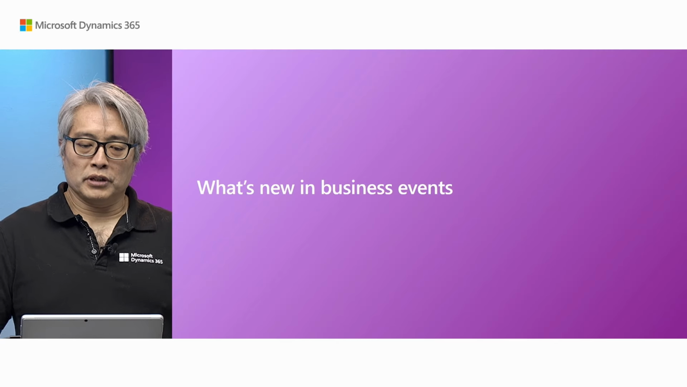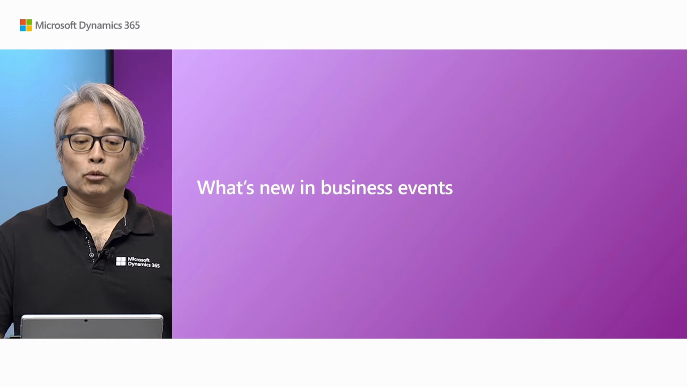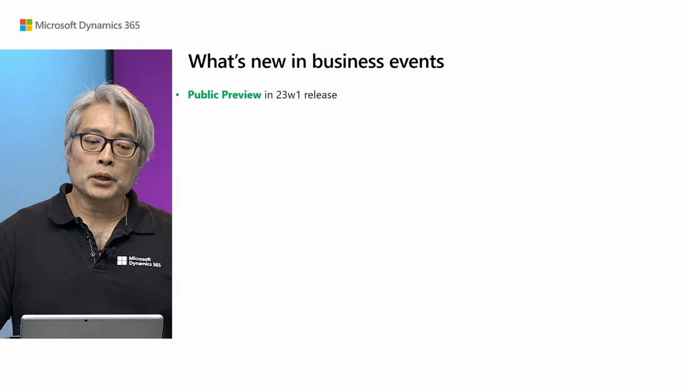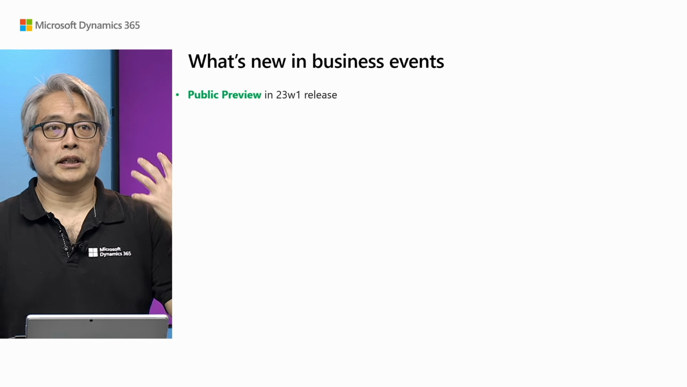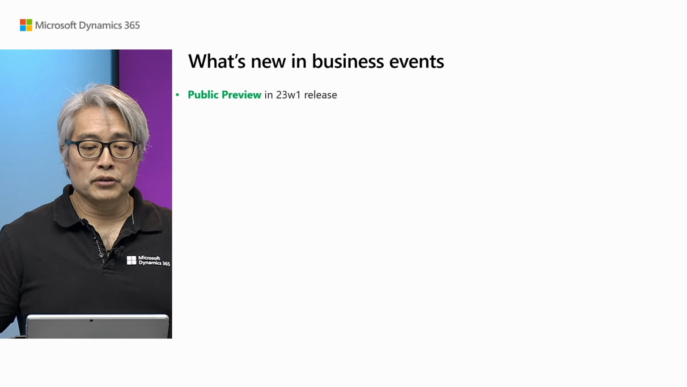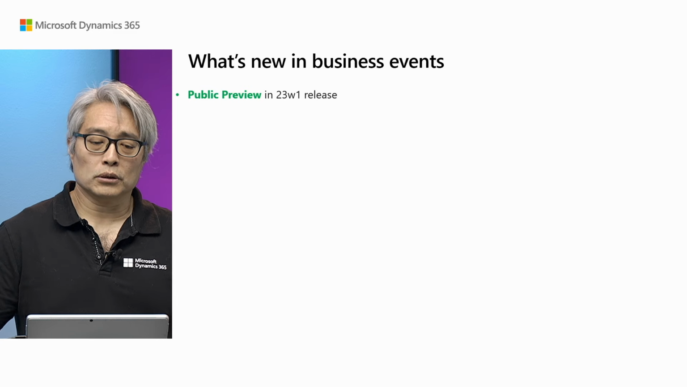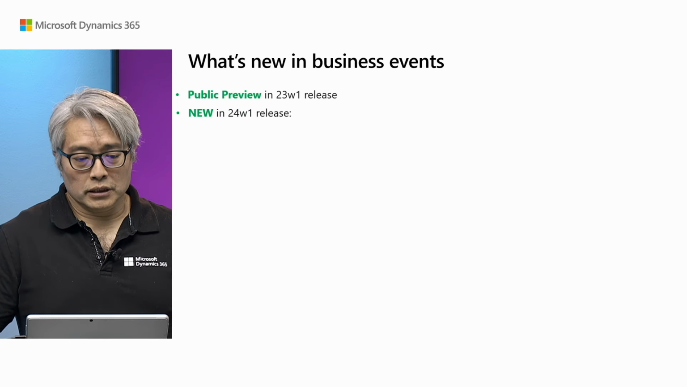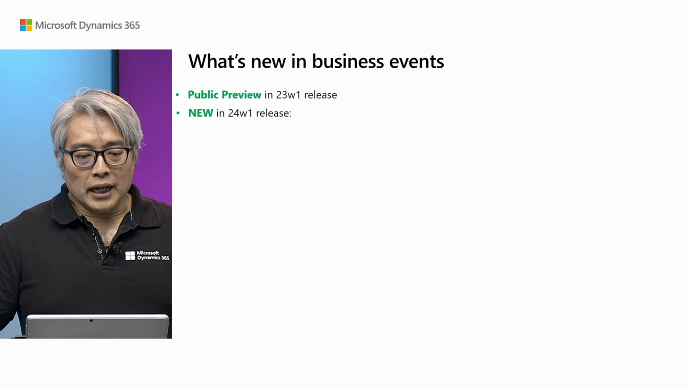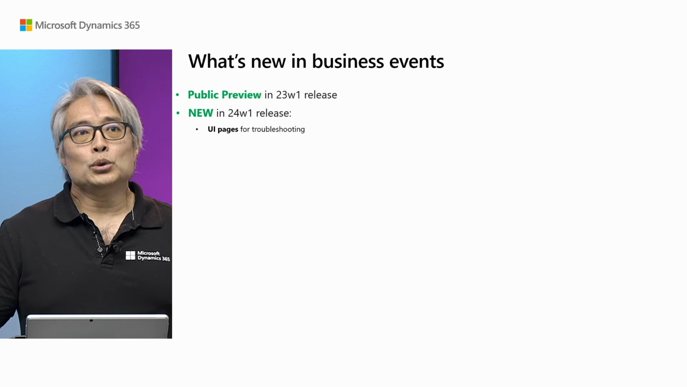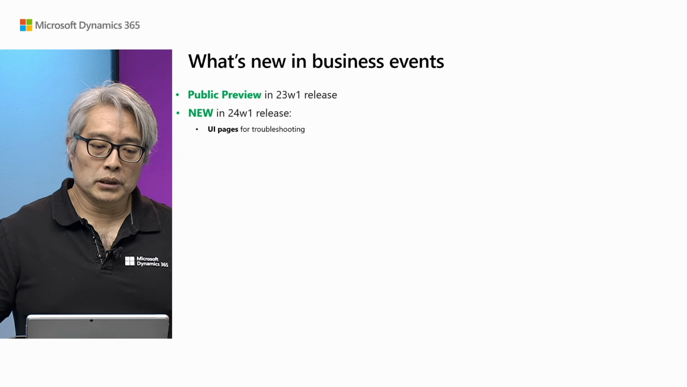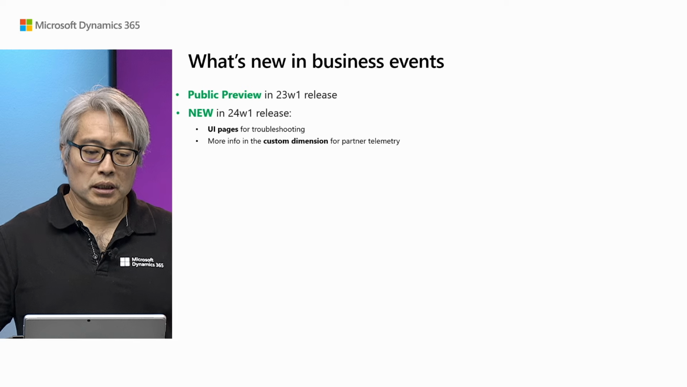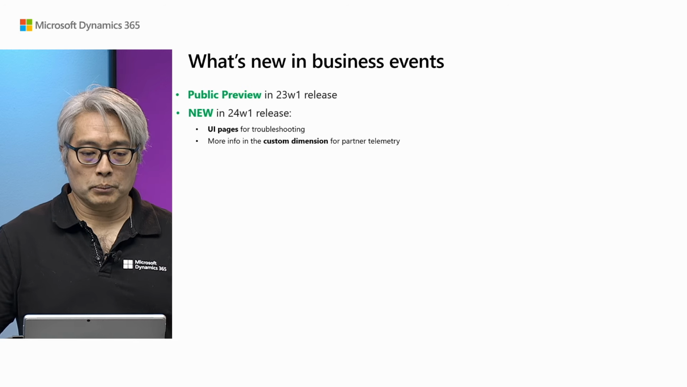Now, in this part of the presentation, I would like to talk about what's new in Business Events. If you remember, Business Events was released in public preview about two releases ago, in the 23 Wave 1 release. What's new in this release, 24 Wave 1, is a new UI page for troubleshooting Business Events, and we also added more information in the custom dimensions for partner telemetry.